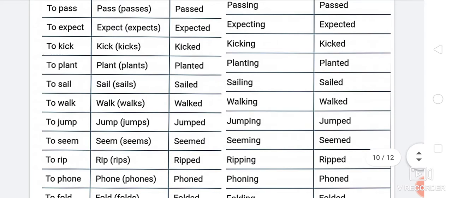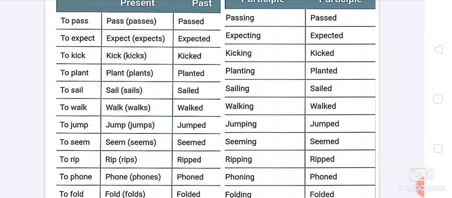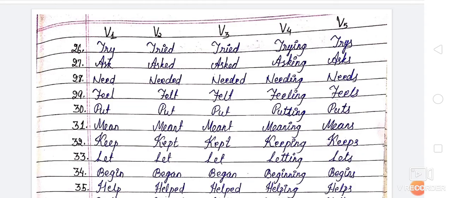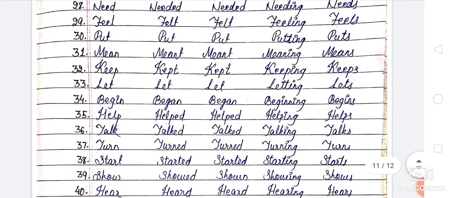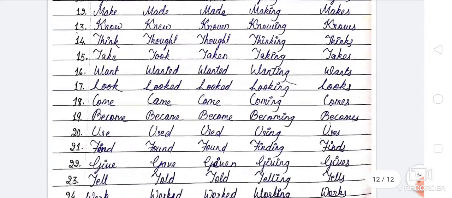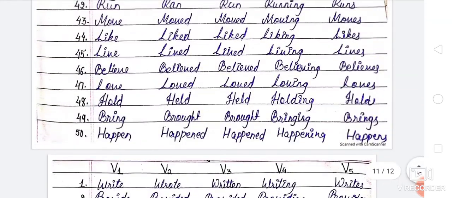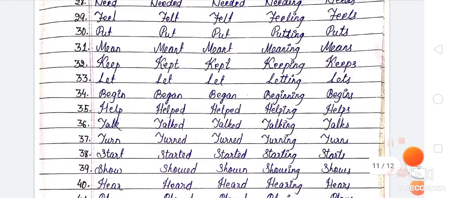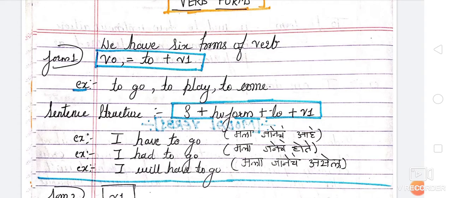So once you go through these examples, you will get an idea of different forms of verbs, isn't it? Just see, there are so many examples given on V1, V2, V3, V4 and V5. These are again a few examples which will tell you about different forms of verbs. So please go through all these forms. One more thing we'll see: this is all about the sentence structure of different forms of verbs, right?